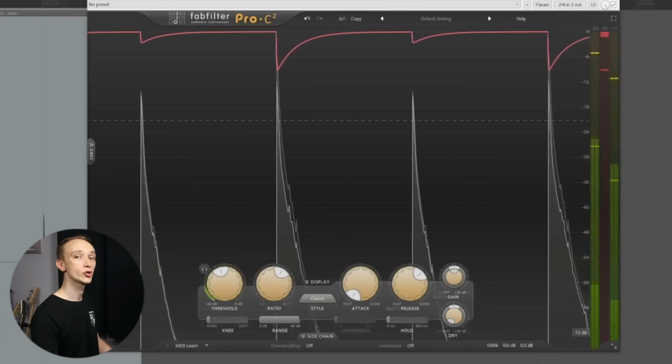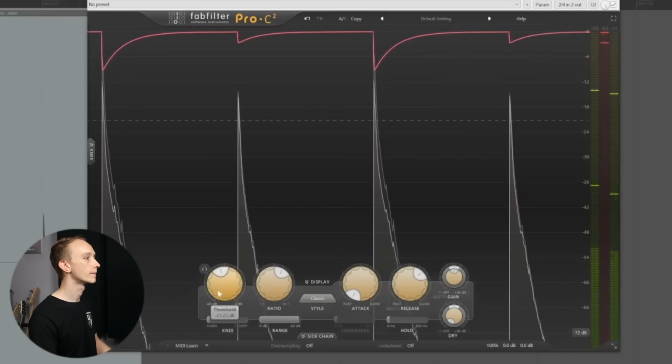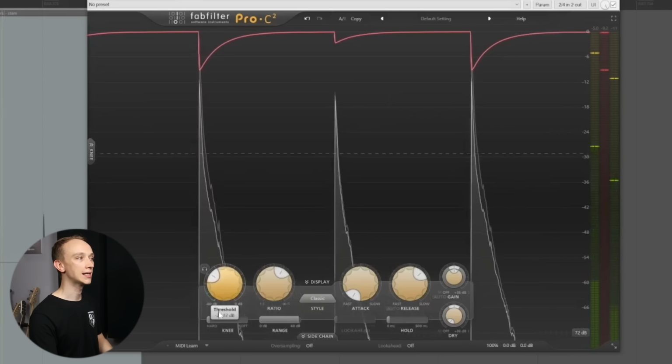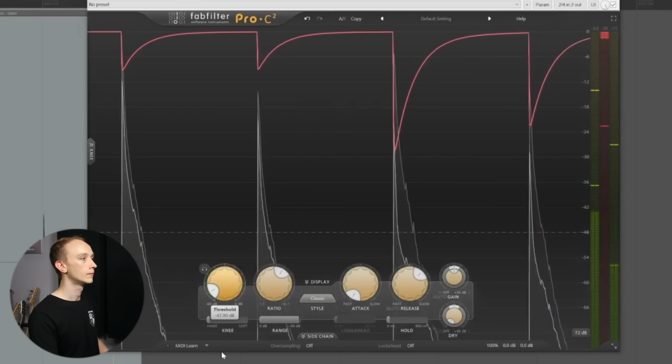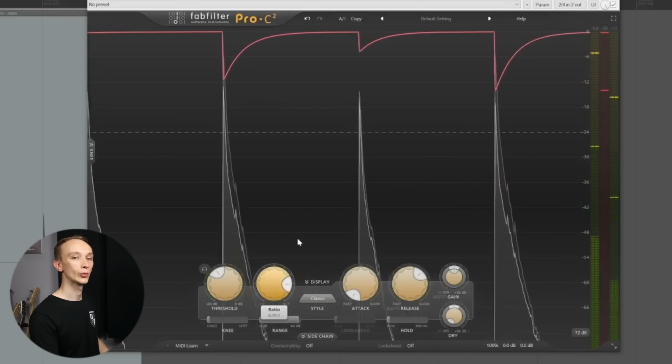Let's play around with the threshold and ratio settings before moving any further. We'll see more gain reduction anytime we lower the threshold, or anytime we increase the ratio.